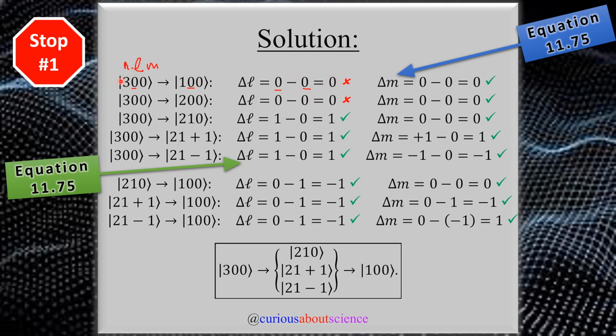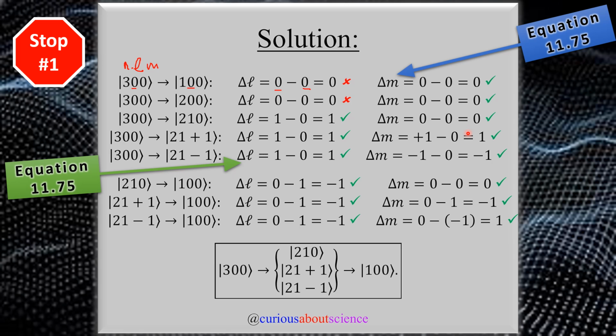So we can't go from the n equals 3 state to the n equals 1 state. Similarly, we can't jump from the n equals 3 to the n equals 2 state either. But we see that every other one is allowed. So clearly, we're going to have to go from 300 to 21 and some number. And then here, if we check the selection rules from the m perspective, we see that we need delta m to be 0 or plus or minus 1.